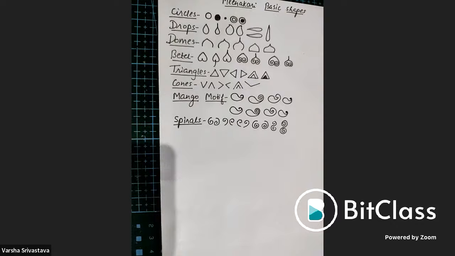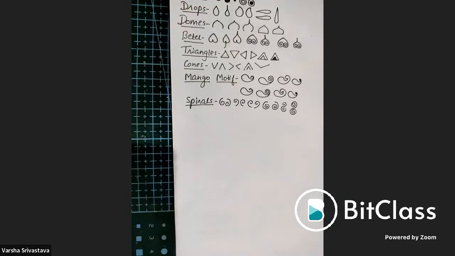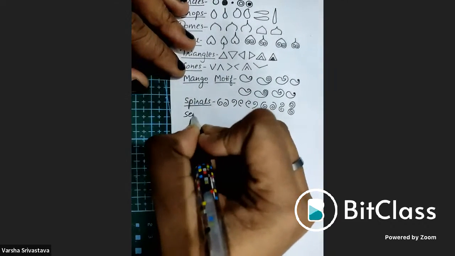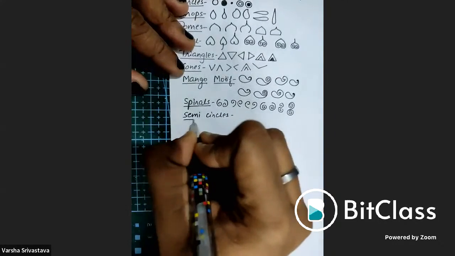Okay. These are the spirals. Now we have the semicircles. Semicircles. I hope the spirals are clear to everyone. Semicircles.